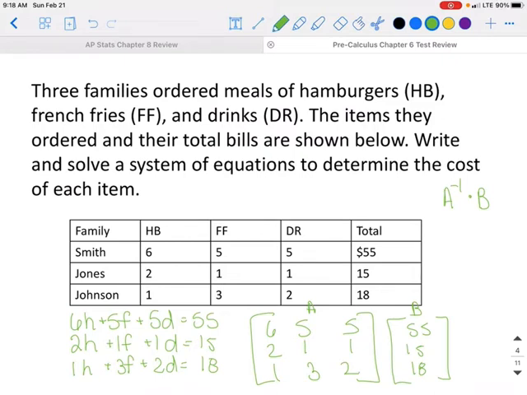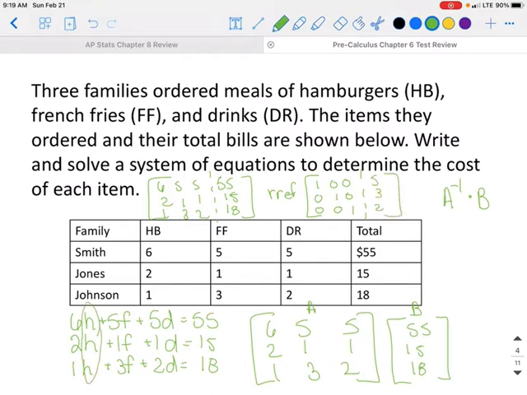Whichever method that you choose, I chose to augment. So we have 6, 5, 5, 2, 1, 1, 1, 3, 2. And then our solutions are 55, 15, and 18. Remember, if you do that reduced row echelon form, you are going to end up with 1, 0, 0, 0, 1, 0, and 0, 0, 1 with 5, 3, and 2. And that first column was for hamburgers. The second one was for french fries, and the third one was for drinks.